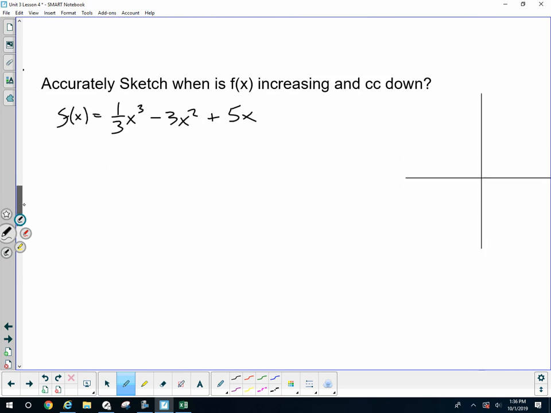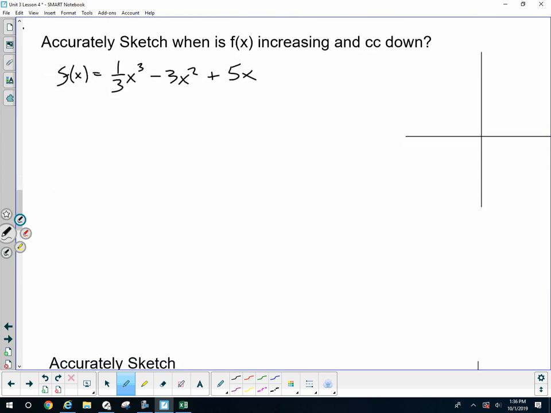Okay? Let's go ahead and do this one. The next one is a little bit trickier, so I'll breeze through this one and then we'll slowly go through the next one. Same deal. When is f increasing concave down? You should be thinking about that as when is f prime positive and decreasing, or when is f increasing at a decreasing rate?